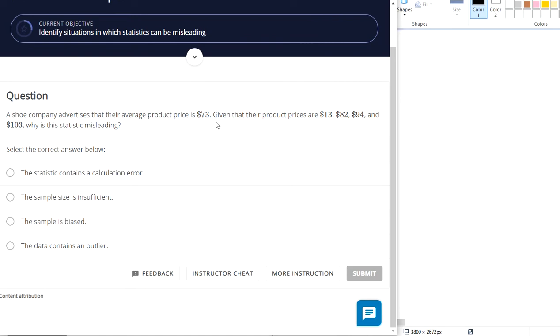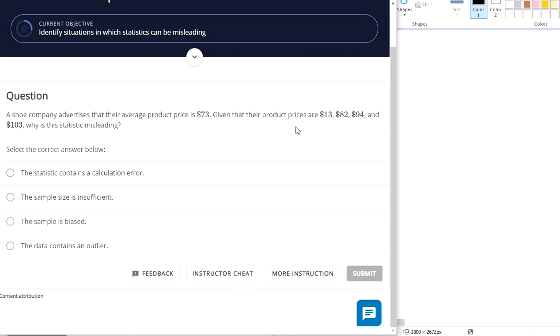A shoe company advertises that their average product price is $73, and they're given that their product prices are $13, $82, $94, and $103. Why is this statistic misleading? I'm looking at the data that they have: $82, $94, $103. The mean might be 73, but it's only that low because of this outlier. If you remove that outlier, the mean is probably going to be something around $90.